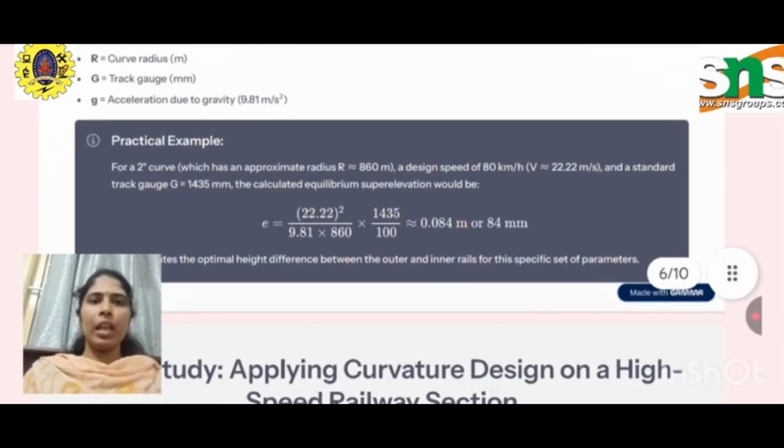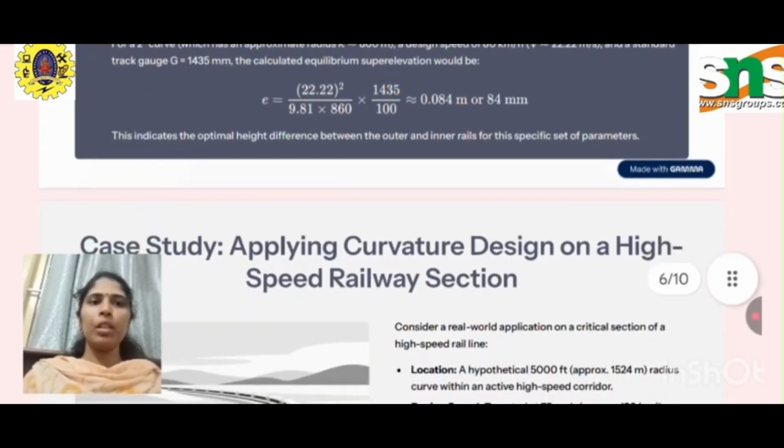Here we see an example for a 2-degree curve of radius 860 meters, where the speed of the train is given as 80 and capital G is given as 1435. On substituting everything we get e equal to 84 millimeter. This indicates the optimal height difference between the outer and the inner rail for this specific set of parameters.